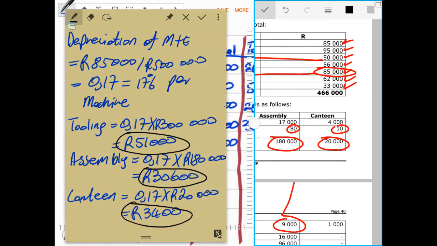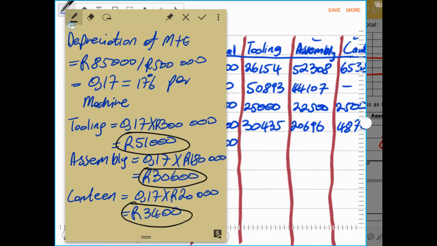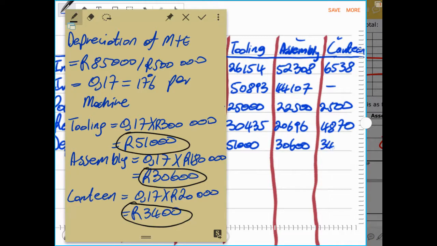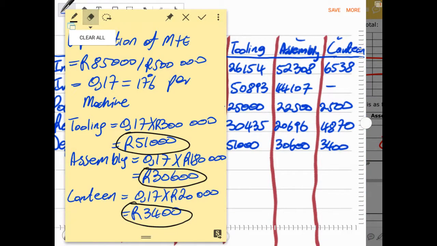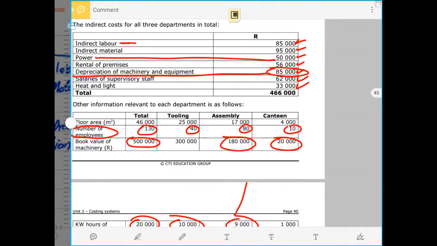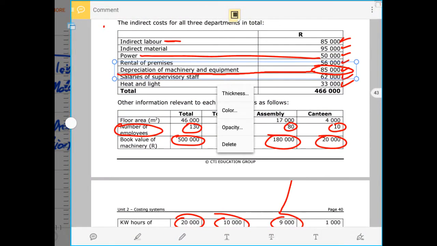So now these are the amounts that we have allocated to our respective departments. We have 51,000 under the tooling, 30,600 under the assembly, and 3,400 under the canteen department. Then we go to the other overhead, and we have to allocate that accurately using the correct base.